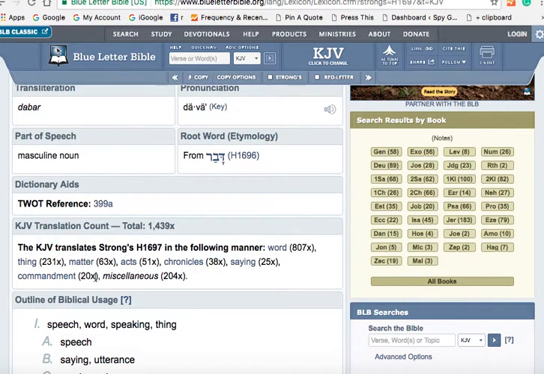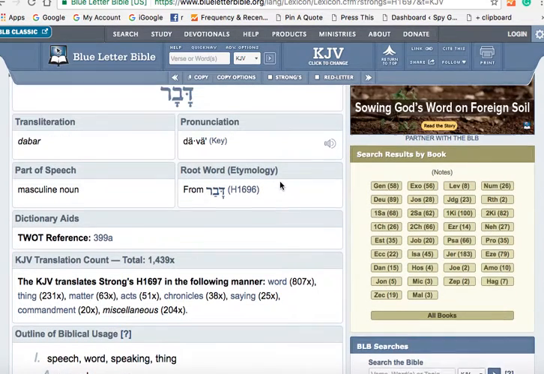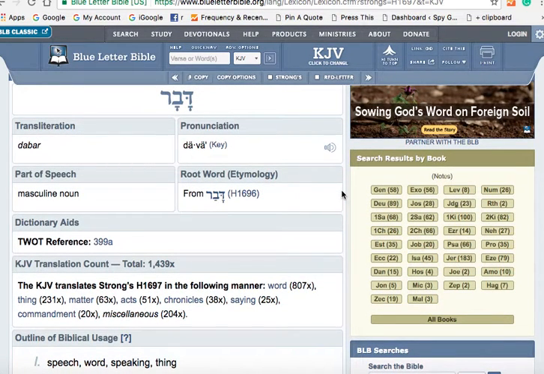Also, the same Hebrew word is used for thing 231 times, matter 63 times. It represents acts 51 times, chronicles 38 times, saying 25 times, and commandment 20 times. There's a miscellaneous use of 204 times of this word dabar throughout the Hebrew text. That just gives you an idea of how many different words are developed in our English language from this one word, dabar.